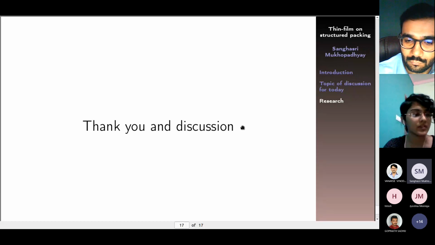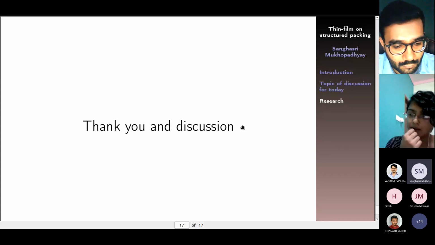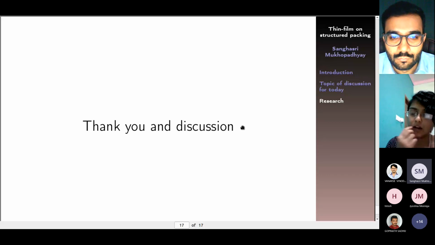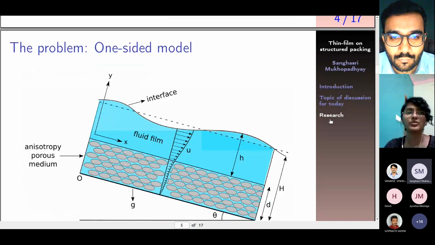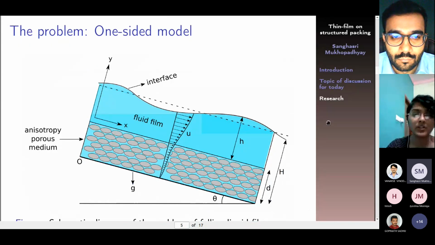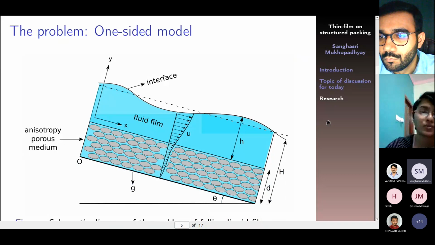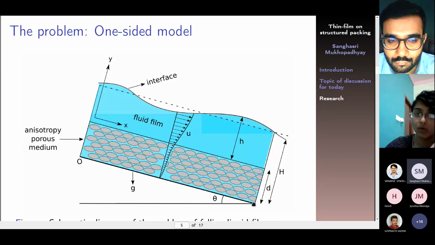Hi, Sanghasri. It's a nice presentation. I have one question. What are the boundary conditions which you have considered here? Yeah, okay. Sure, no issue. Because we are taking this one domain approach, we have a bounded rigid wall at the bottom of the porous layer. So we will be considering the no slip boundary condition and the no penetration boundary condition at the bottom.